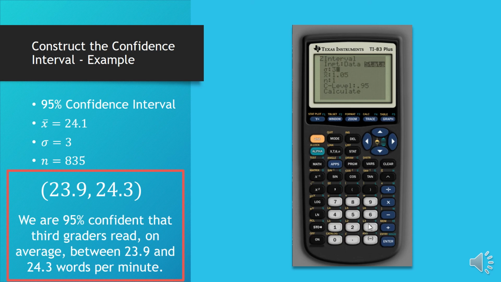And if you were interpreting this confidence interval, which I will ask you to do on the test, we would say we are 95% confident that third graders read, on average, between 23.9 and 24.3 words per minute. And just notice here that we need to say this part here, the on average, because we know that this is just an estimate. So this is just building around this point estimate of 24.1 words per minute.